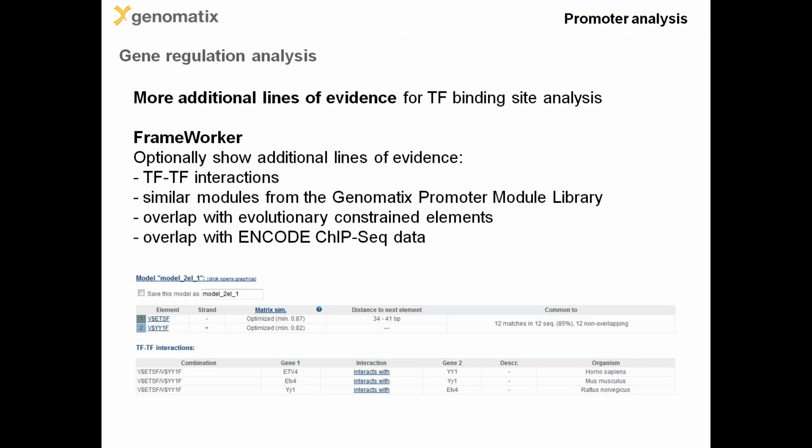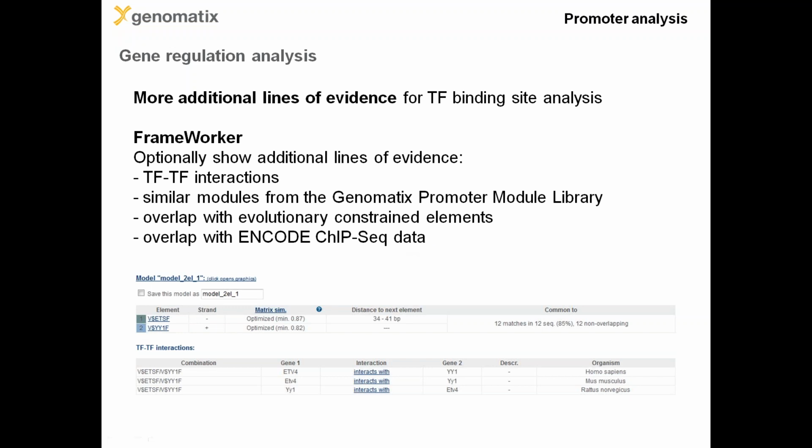And similar to what we have in MatInspector, you also get information about whether such a module is similar to a module that we already know and that we have in our promoter module library based on literature again. So functional modules. You have information about whether the binding sites overlap with evolutionary constrained elements in human.